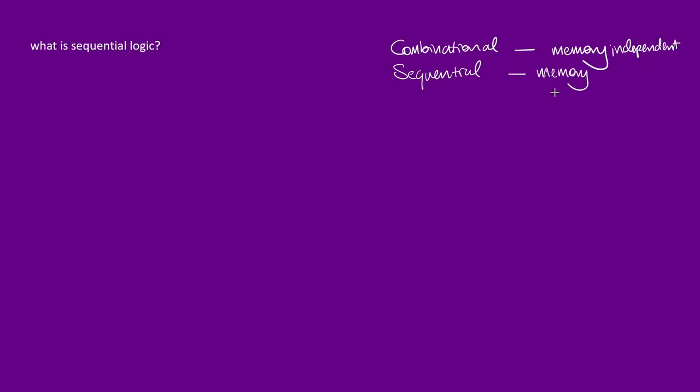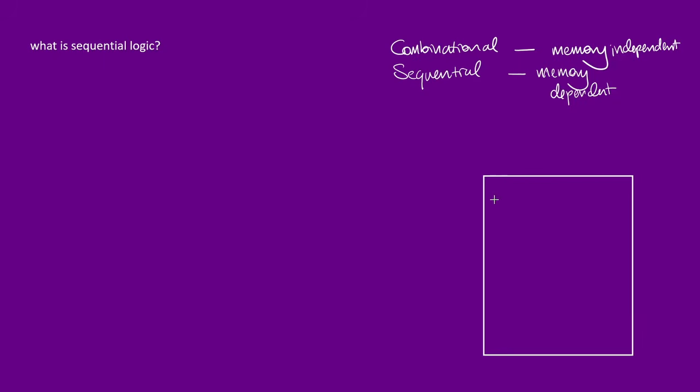So what is sequential logic? The main difference between combinational and sequential logic circuits is that combinational logic has no memory, or memory independence, while sequential logic is very heavily memory dependent.